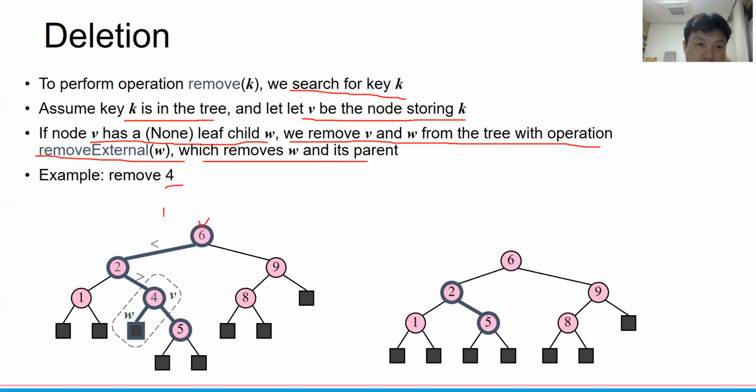So I check 4. Is 4 less than 6? Yes, because 4 is less than 6, we go to the left. Now we check whether 4 is less than 2. No. Is 4 greater than 2? Yes, so we go to the right. And after we reach this one, does 4 equal 4? Yes. Then we want to remove this node.